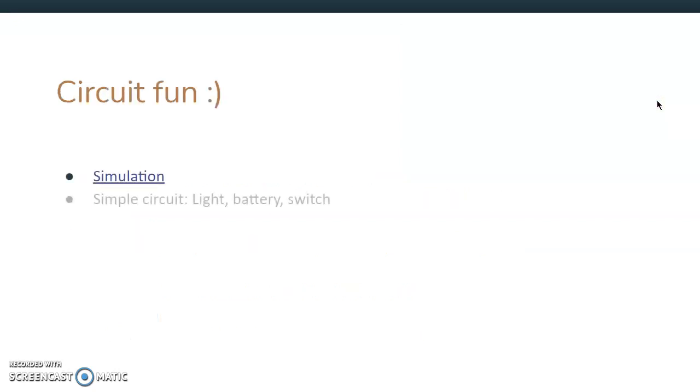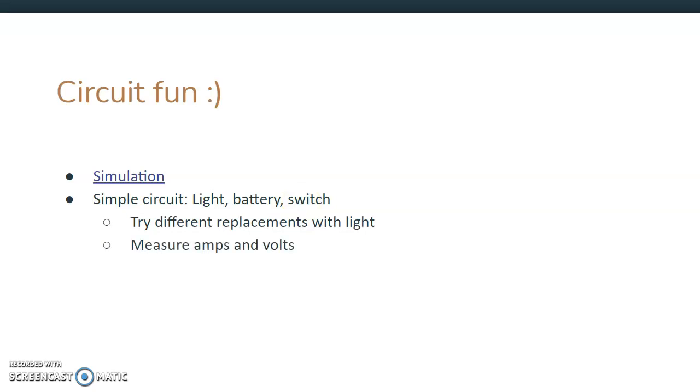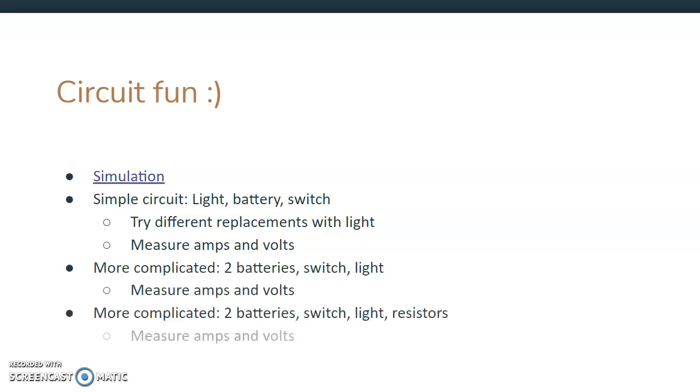So let's look at a simulation. We're going to look at our simple circuit. We're going to put a light, a battery, and a switch in there. And then we're going to try different replacements with the light and see what happens. We're also going to try to measure the volts and the amps. And then we'll try a little bit more complicated and yet even more complicated and see what happens.